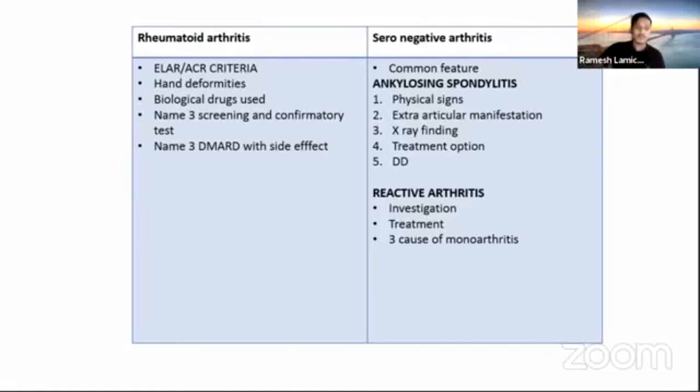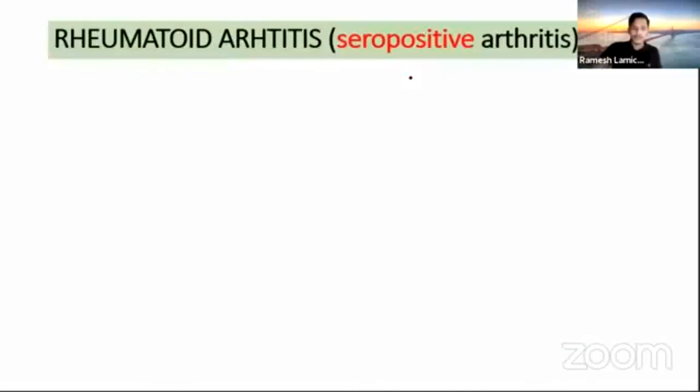For rheumatoid arthritis, the questions asked are about the criteria, hand deformities, biological drugs use, screening and confirmatory tests, and DMARDs, meaning disease modifying anti-rheumatic drugs. In seronegative, the important ones are ankylosing spondylitis and reactive arthritis. Now among the seropositive, we will discuss rheumatoid arthritis.